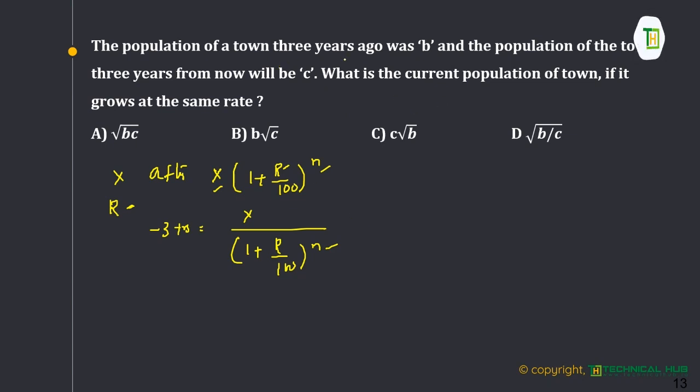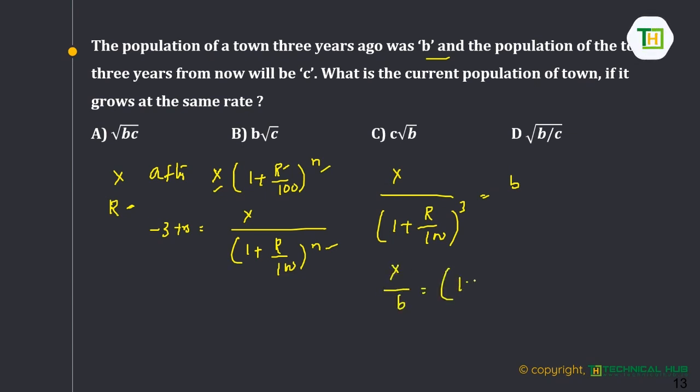Yes, but here in the question they gave that 3 years ago the population is B. So 3 years ago the population is X by 1 plus R by 100 whole to the power of cube, because of 3 years, that is equal to B, which is given. So from that, X by B is equal to 1 plus R by 100 whole cube. And similarly, after 3 years, what is the population?